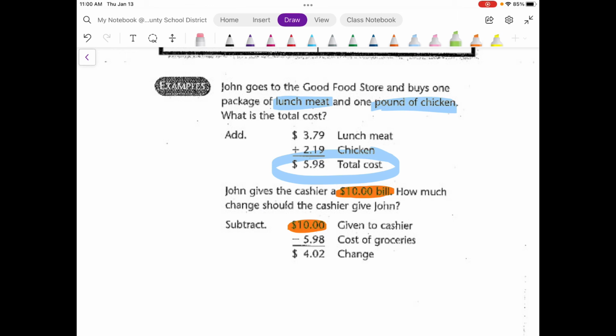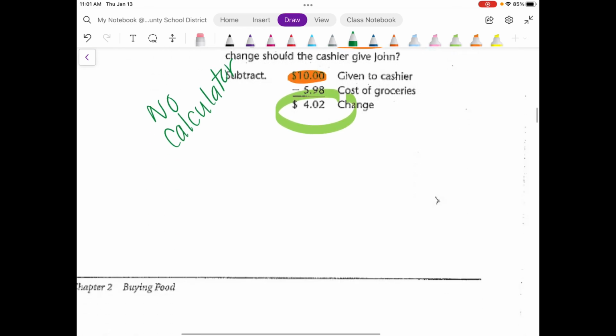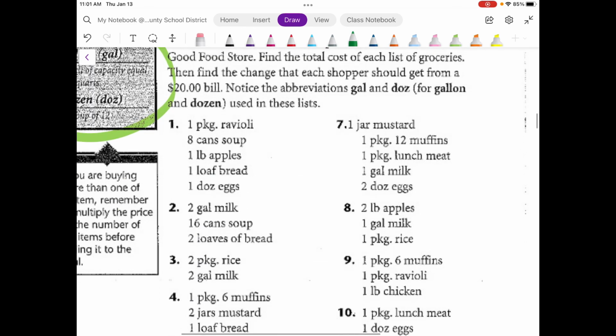Again, this is the part that I would love, love, love for you to do with no calculator. At least just try it. Try to do it in your head and then see what happens. So do your best. If it doesn't work out, then it doesn't work out. But I would like for you to try, because mental math is good for you. So with that, you're going to do that for the next page.